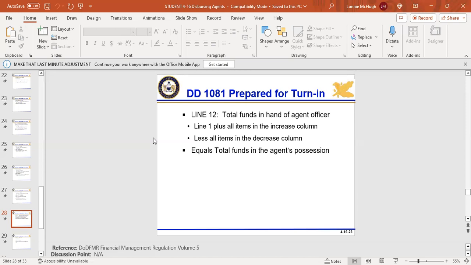So this is where a lot of people get confused because in the scenario I just walked through, there was an increase in accountability from collections as well as a decrease from paid vouchers. But our line 12, our 12 Charlie, does not reflect anything done in column Delta or Echo.